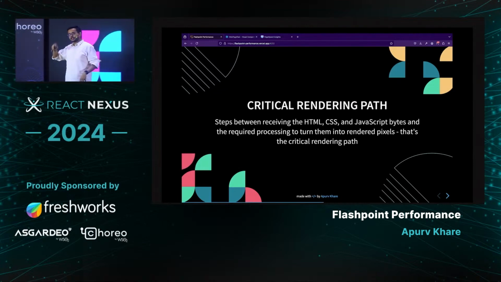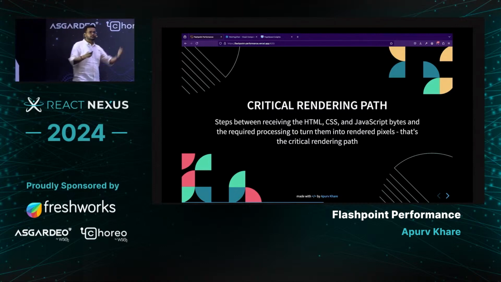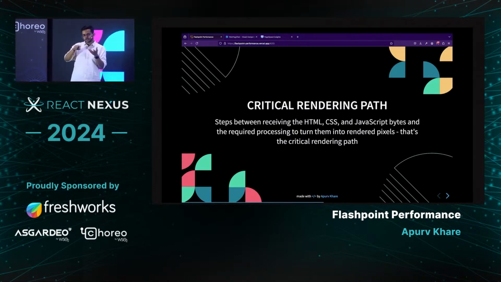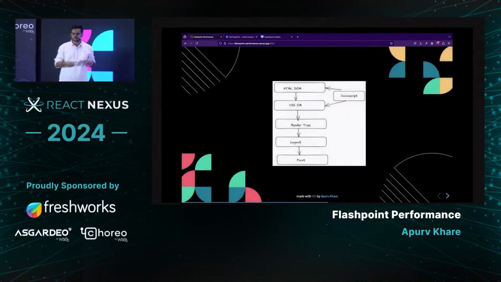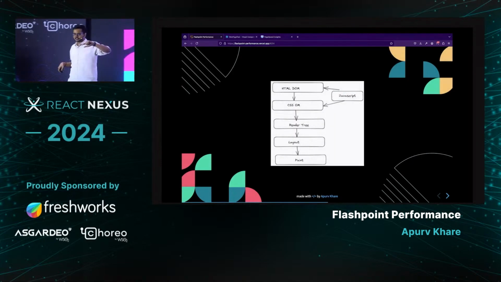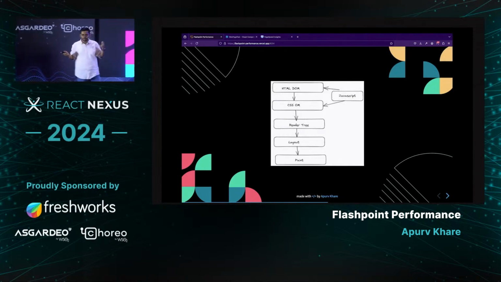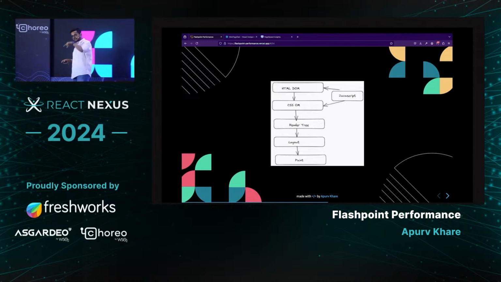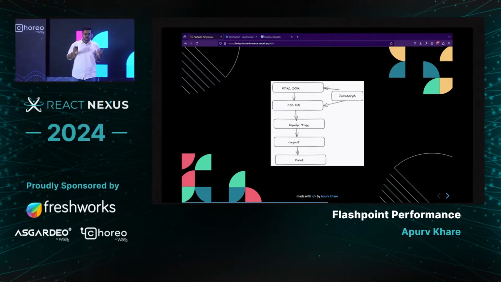Let's talk about critical rendering path. It is the steps between getting the HTML, CSS, and JavaScript, and the process to turn them into pixels. And there are 5 steps to this. First one is HTML DOM creation. Second one is CSS object model creation. Yes, there is an object model for CSS also. DOM, I think most of you would have heard, but there's an object model for CSS also. Then there is a render tree construction. Then there is a layout, and then there is a paint phase.